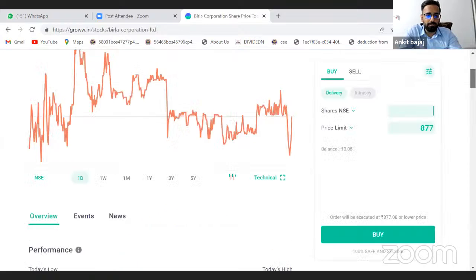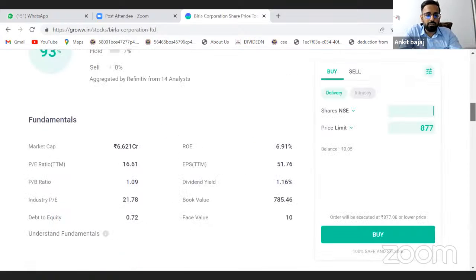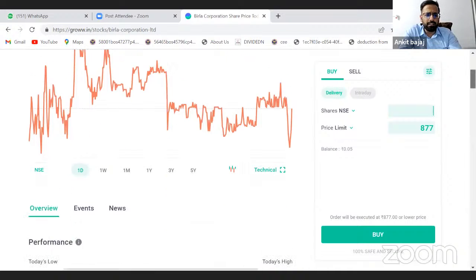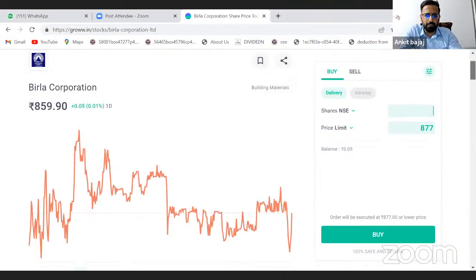They are also into manufacturing of cement. If you see here, what is the market price of Birla Corporation Limited shares? It is 859, or you can say approximately 860, right? 860 is the market price.